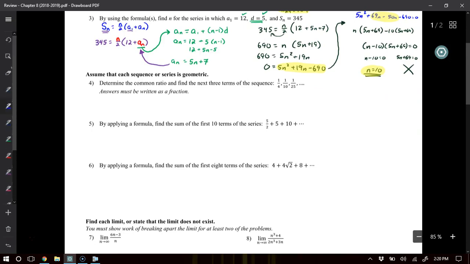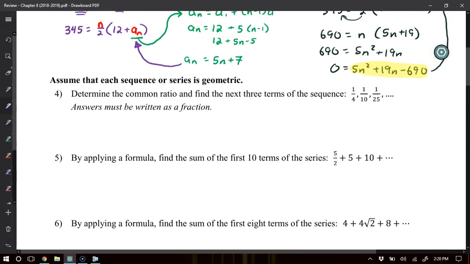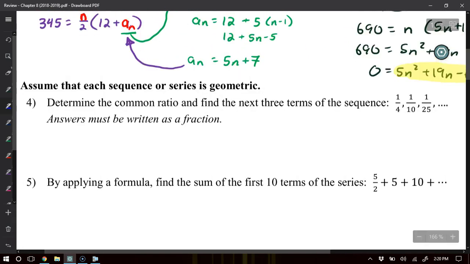So for geometric, we're looking for a multiplication pattern. We're asked to find the common ratio and then look at the next 3 terms of the sequence. Answers must be written as a fraction. Common ratio, remember, could be any term divided by the previous term. So I can do A2 divided by A1. I'm going to take 1/10 and divide by 1/4.